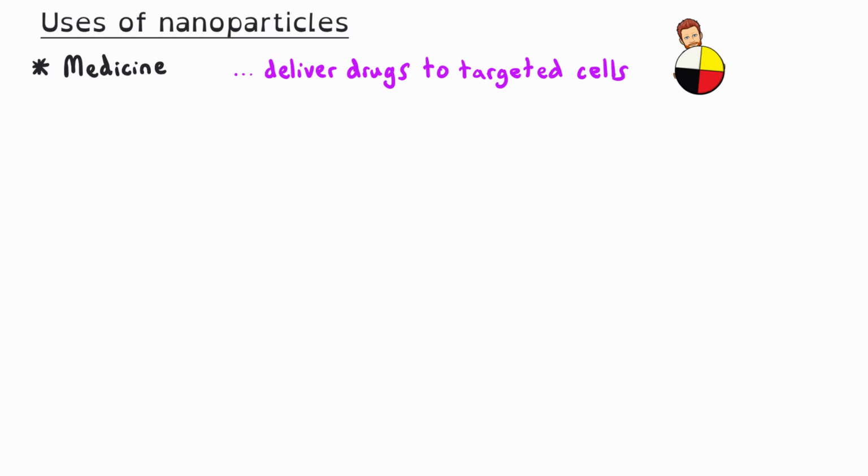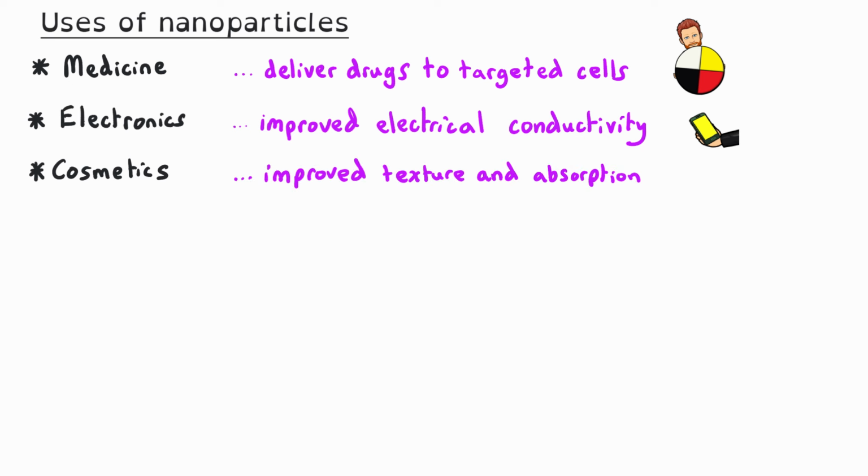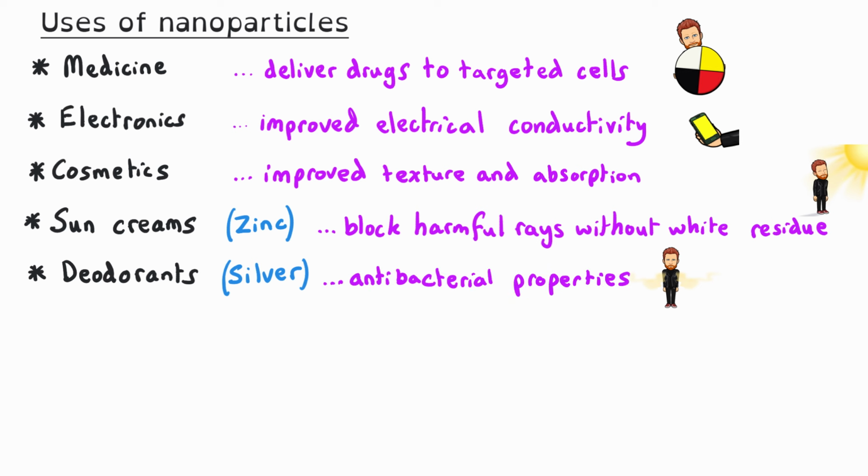For instance, in medicine, they can be used to deliver drugs to targeted cells, improving the effectiveness of treatments and reducing side effects. They can also be used in imaging to help doctors diagnose diseases more accurately. Nanoparticles can be used in electronics for improved electrical conductivity, enabling the production of smaller, more efficient components. They're also used in cosmetics to improve the texture and absorption for things like moisturizers and foundations. Zinc nanoparticles can be used in sun cream to block harmful rays without the white residue, making them more appealing and comfortable. Silver nanoparticles can be used in deodorants for their antibacterial properties to eliminate odor-causing bacteria.